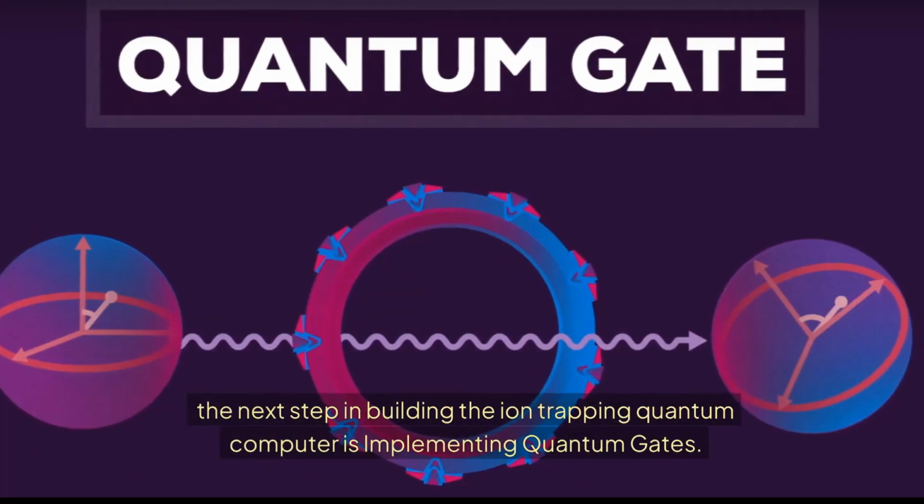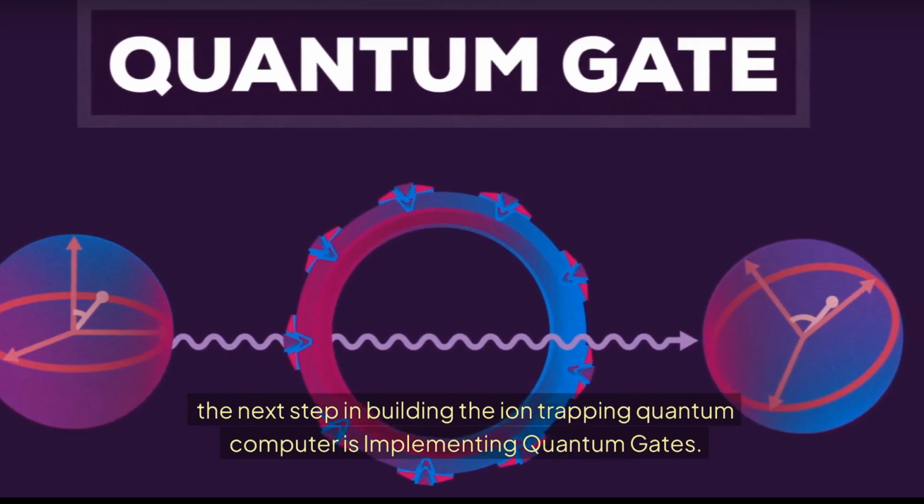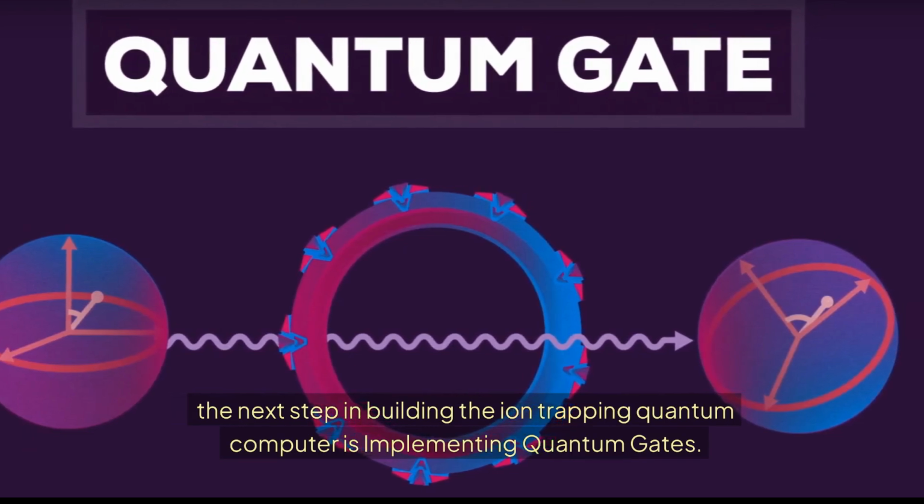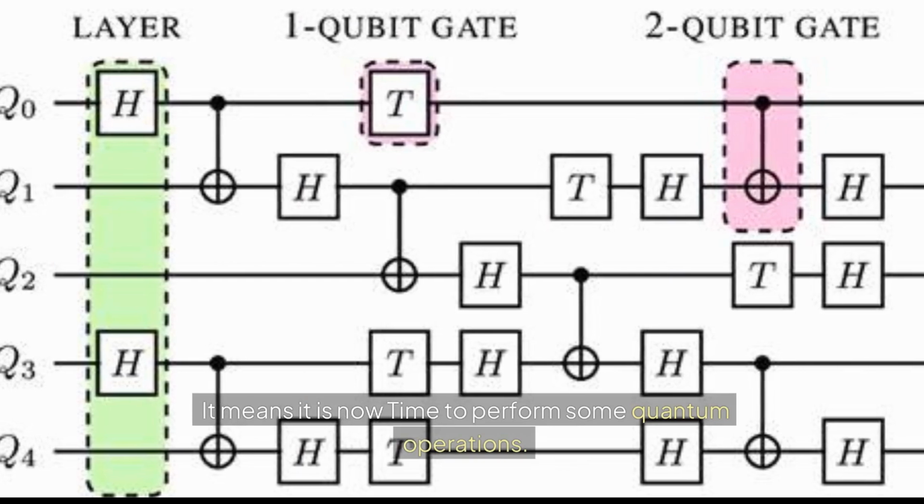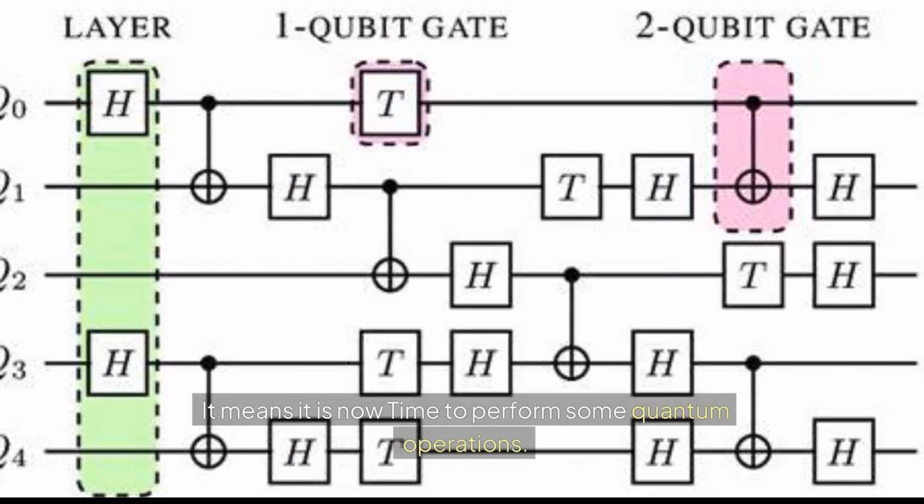The next step in building the ion-trapping quantum computer is implementing quantum gates. It means it is now time to perform some quantum operations.